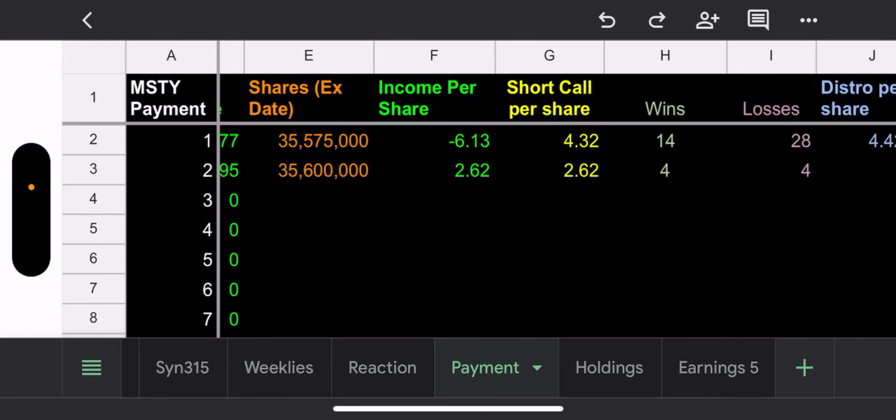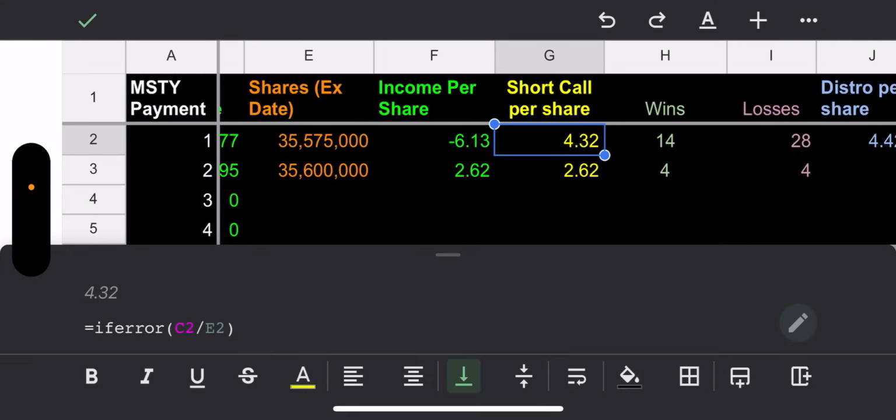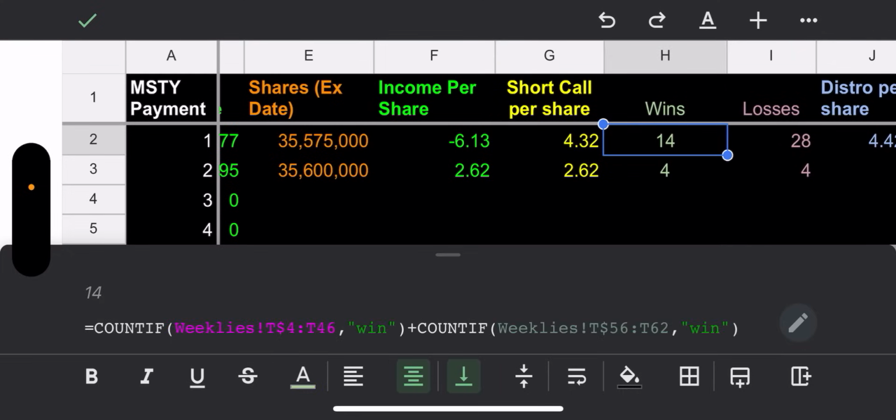But this number has to be a negative for it to work. And it hasn't been a negative in a while because they haven't been making money on the weeklies. Wins, losses, this can get a little complex, but I'm pulling up the wins and losses from the payment cycles, from the trades that ended within each payment cycle.